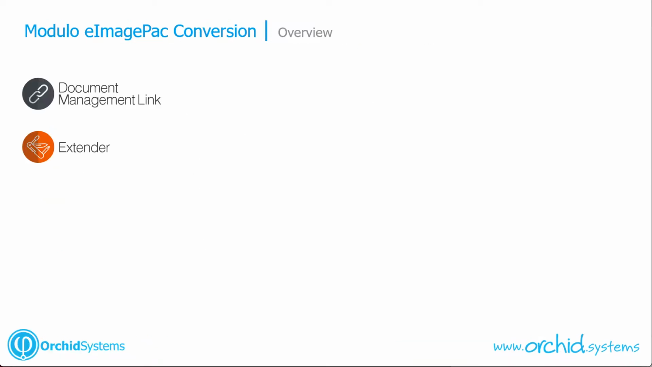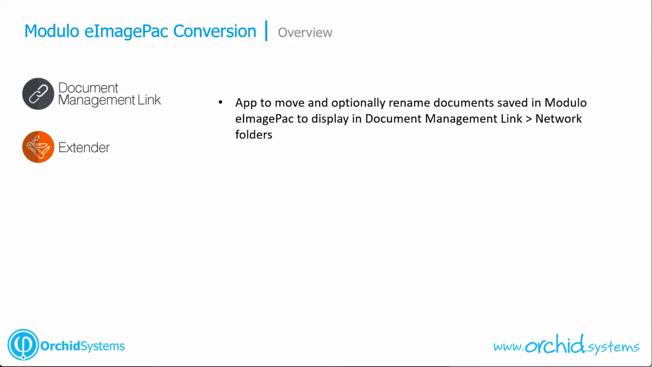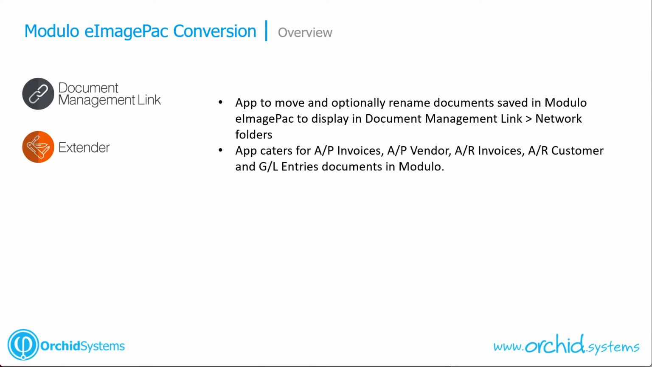First, we're going to look at the Modulo to eImagePac conversion. It's an extender app to move and optionally rename documents saved in Modulo eImagePac for display in Document Management Link network folders. It caters for AP invoices, AP vendor, AR invoices, AR customer, and GL entry documents in Modulo eImagePac. If you have a lot of documents for other document types, contact us and we will go through the requirements with you to extend the app for your customer.